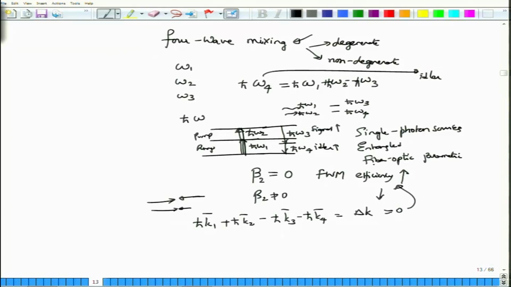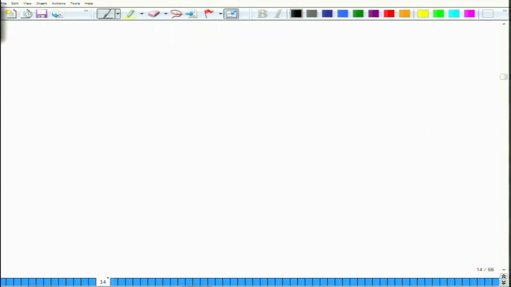So, in all the parametric amplifiers, you try to make this delta K mismatch, as we would call it, as close to 0 as possible in these systems. So, this is what we actually want to do in four-wave mixing. In communication systems, why is it important?